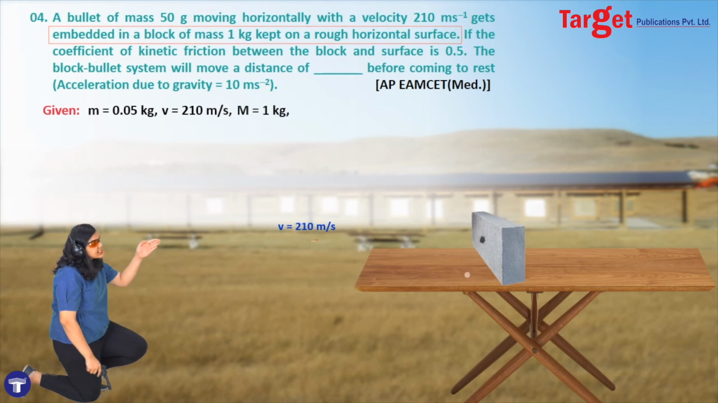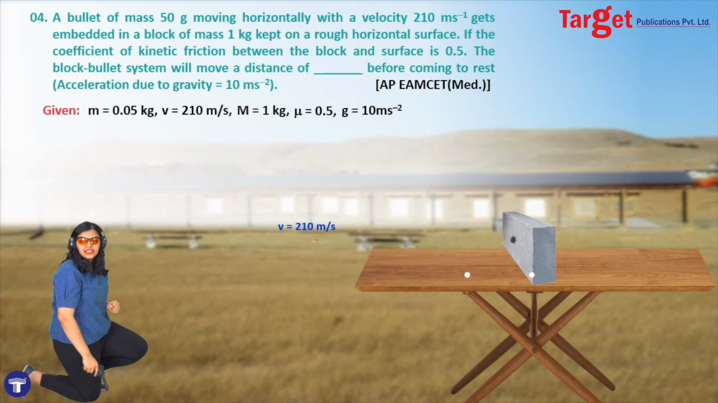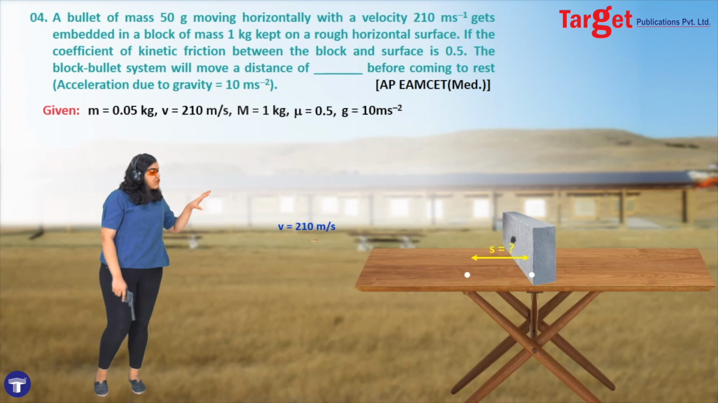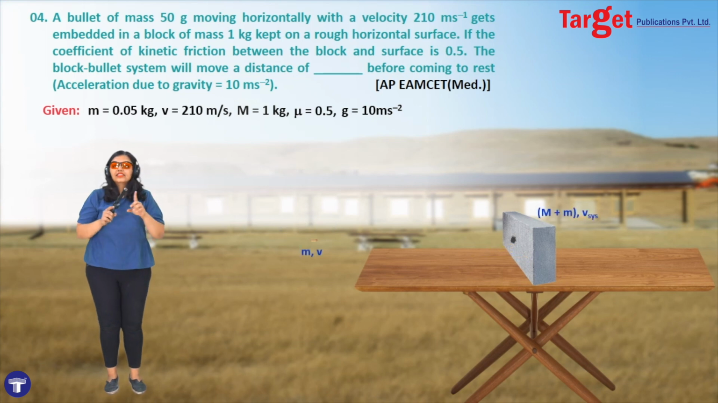Now once it hits the block, the bullet gets embedded into the block. The bullet and block move as one single system and they cover some distance, and this distance I will call S. It is this distance that we have to find. To find this distance we will solve the sum, but before that, let's write down into this picture the scenario that we have so far.